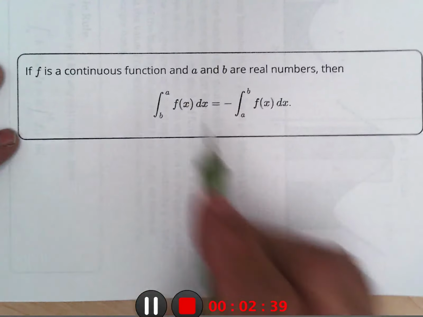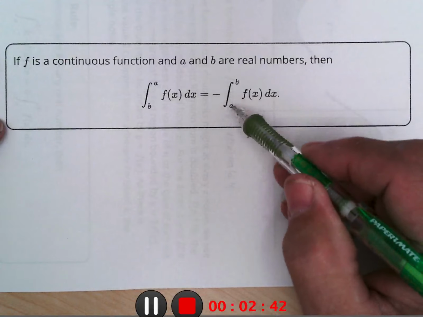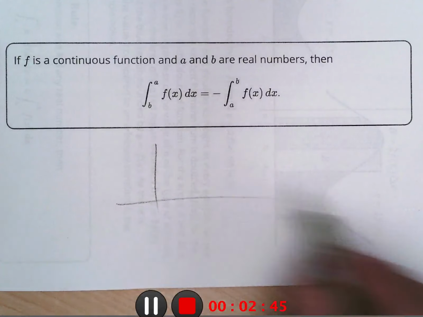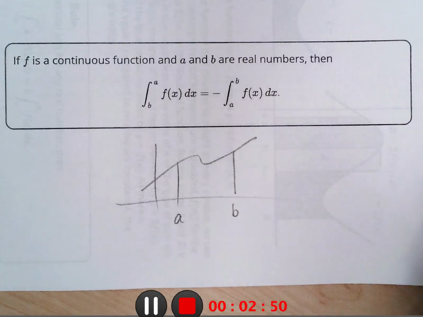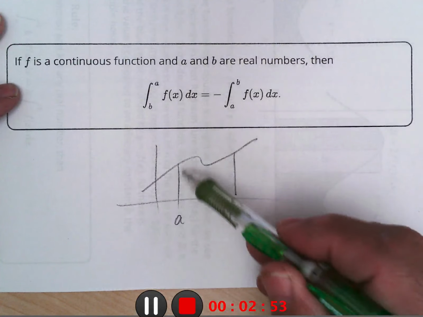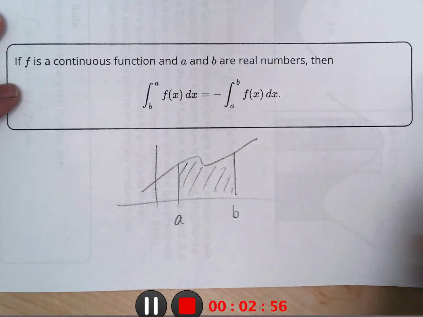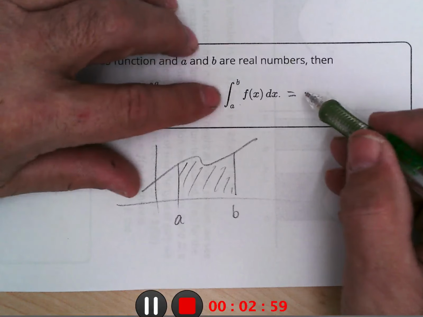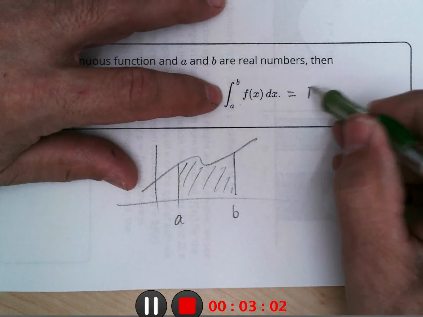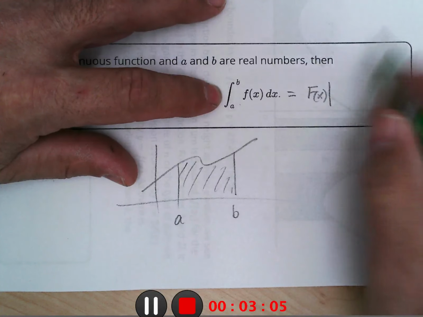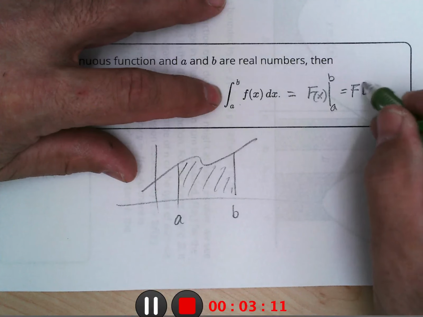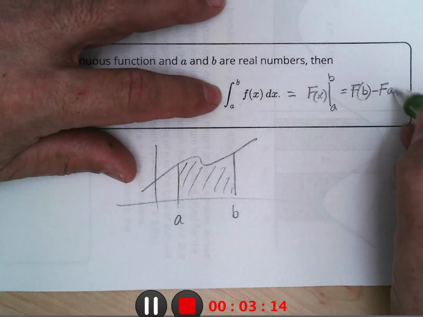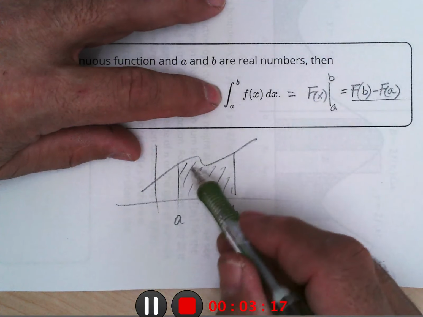Next thing is, what happens if the limits are backwards? So let's take a look at a function. Let's say it's like this, and there's A, and there's B. And if the area from A to B is here, and it represents, if you were to work this out, you would take the antiderivative and evaluate it from A to B, which means you put in B, and you get f at B minus f at A, and that would give you this area, and it would give you a positive amount.